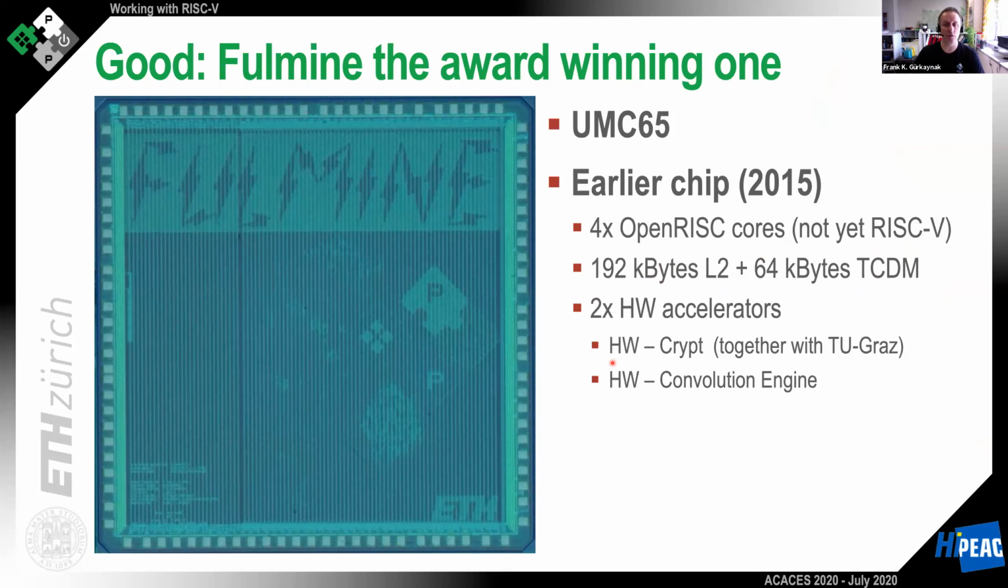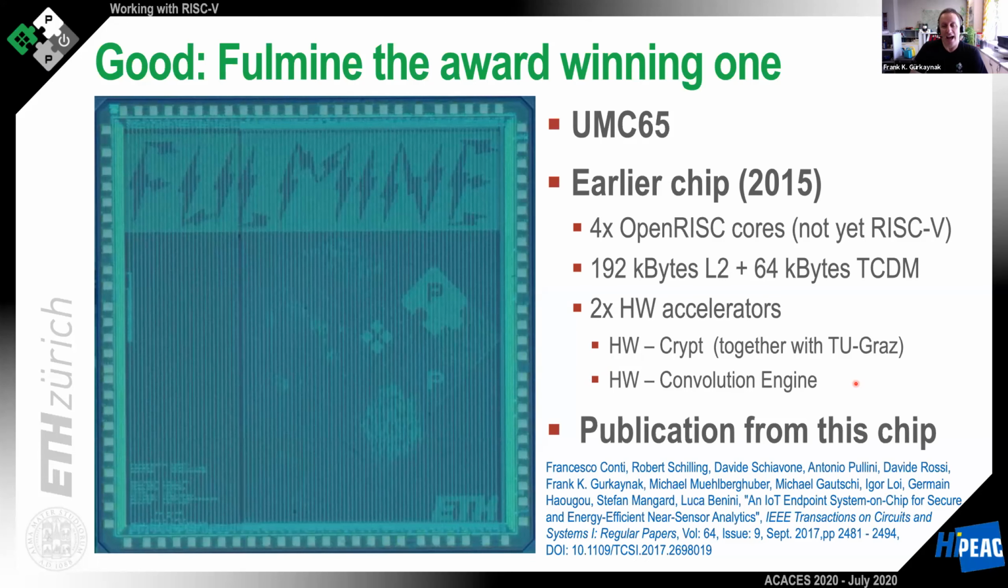There was one accelerator for side channel resistant cryptography. This work was together with TU Graz, the group of Stefan Mangard, who is famous for his Meltdown and Spectre exploits, as well as a convolution engine, because somehow those things were needed. And we had a good publication which combines both things together by Francesco and the group of TU Graz.